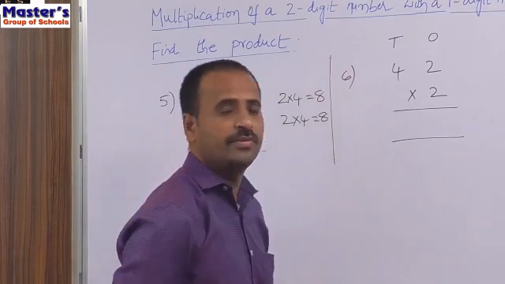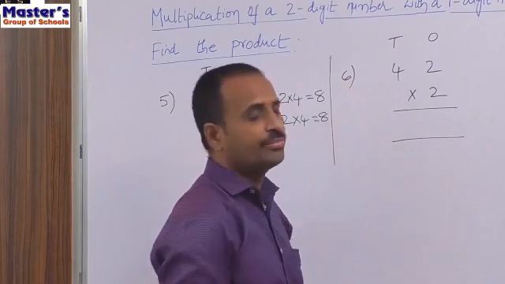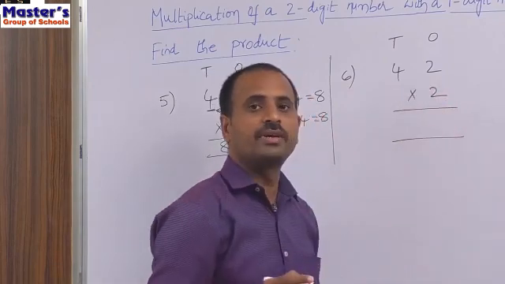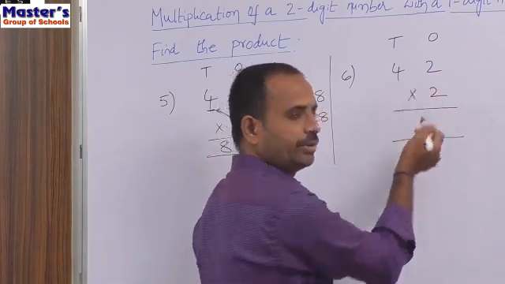And see the next problem here, that is the 6th problem. What is the 6th problem here? Look at the board. Here they have given a 2-digit number, that is 42, and a 1-digit number, that is 2. We have to multiply this 42 by 2.